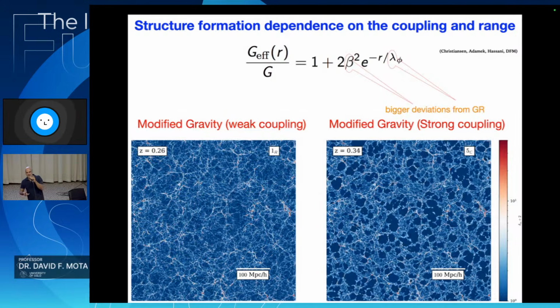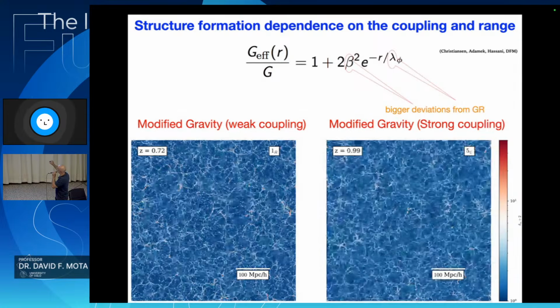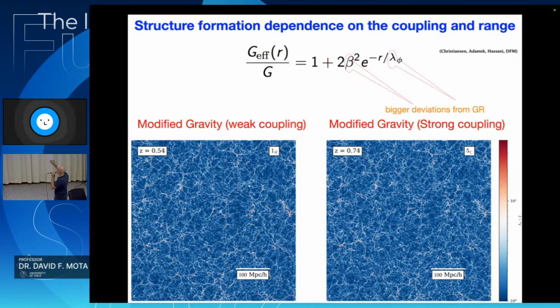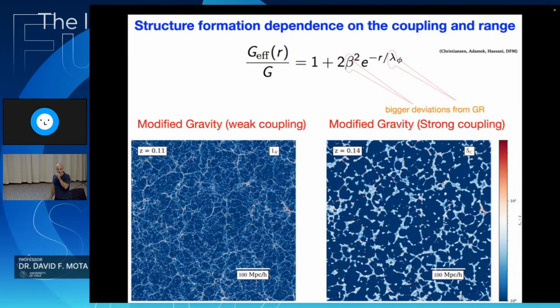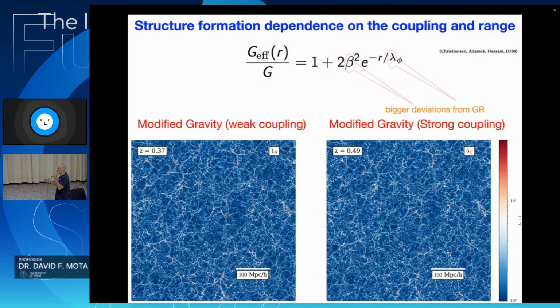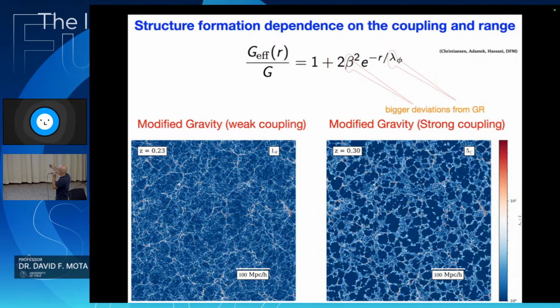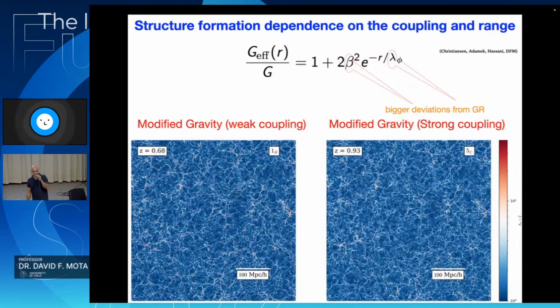So it's much smaller in these scales. Here is a symmetron model with a very weak coupling, and here is a model with a very strong coupling. And you can see why. With a very strong coupling, you have a phi force which is really strong, so clustering of matter becomes very violent in our universe.